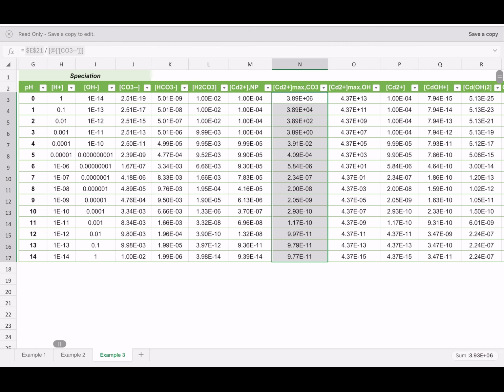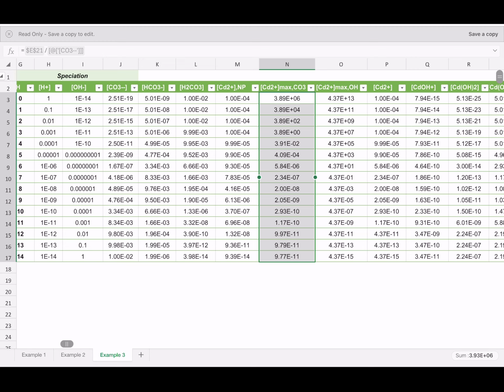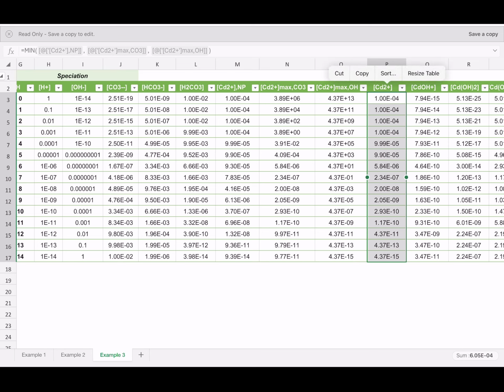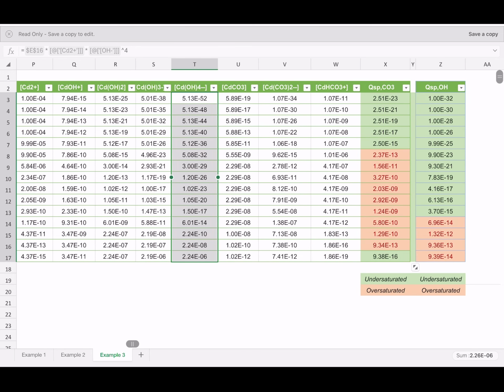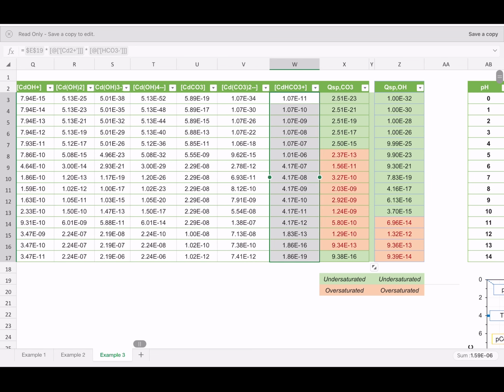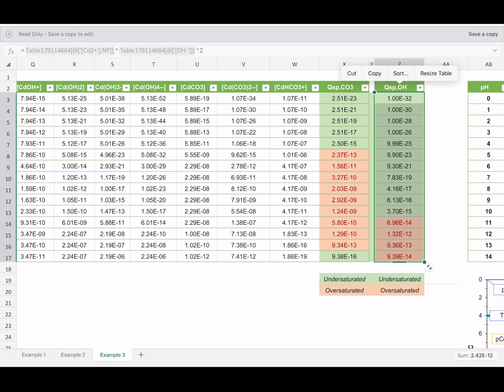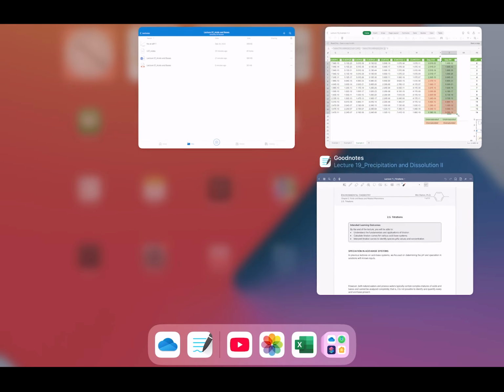Then the max for carbonate, so it's obviously related to the concentration of carbonate. Then hydroxide, max based on the hydroxide concentration. Then we take the minimum between the 3. Once we have the minimum, then it would be the concentration of other complexes based on the beta value. Then this time we have 2 QSP, one for carbonate containing precipitates, the other one is for hydroxide, and then basically we can compare it with the individual KSP to see whether this is undersaturated or oversaturated.